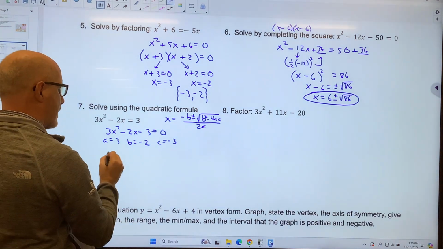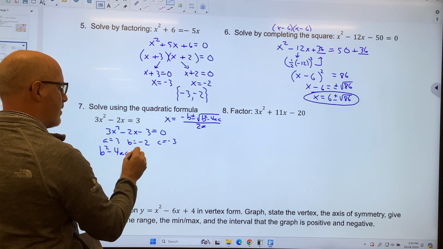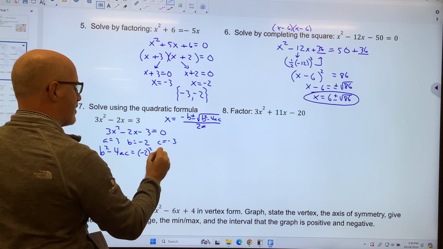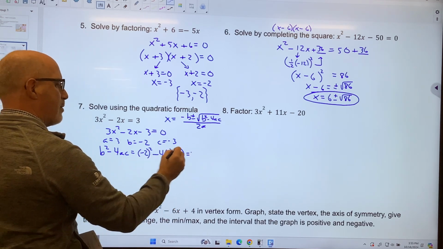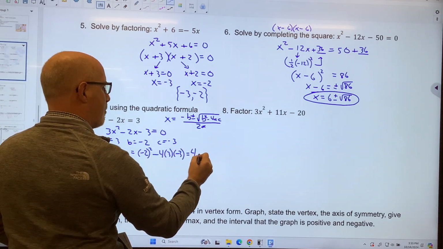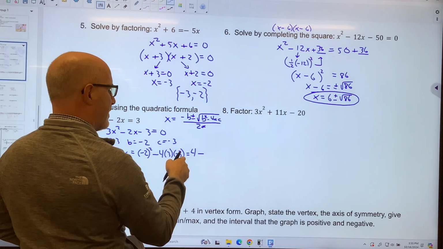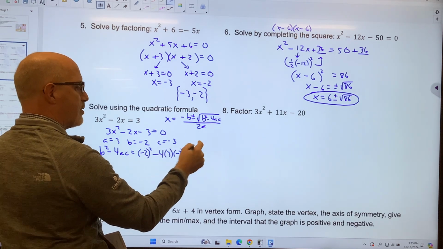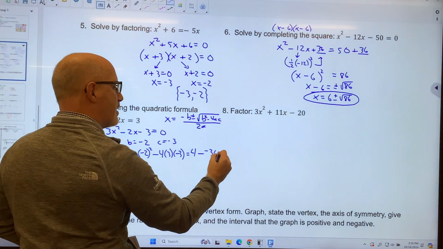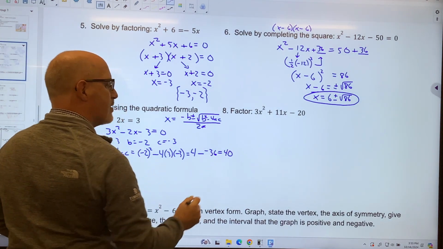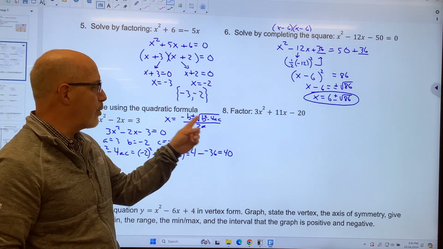Let's go ahead and do this. We get b squared minus 4ac, the discriminant. So you square the -2, which is 4, and then subtract 4 times 3 times -3. So 12 times -3 is -36. So you get 4 minus a negative, which is 4 plus 36, or 40. So our discriminant is a positive number. It's not a perfect square. So that means we're going to have real answers to this.